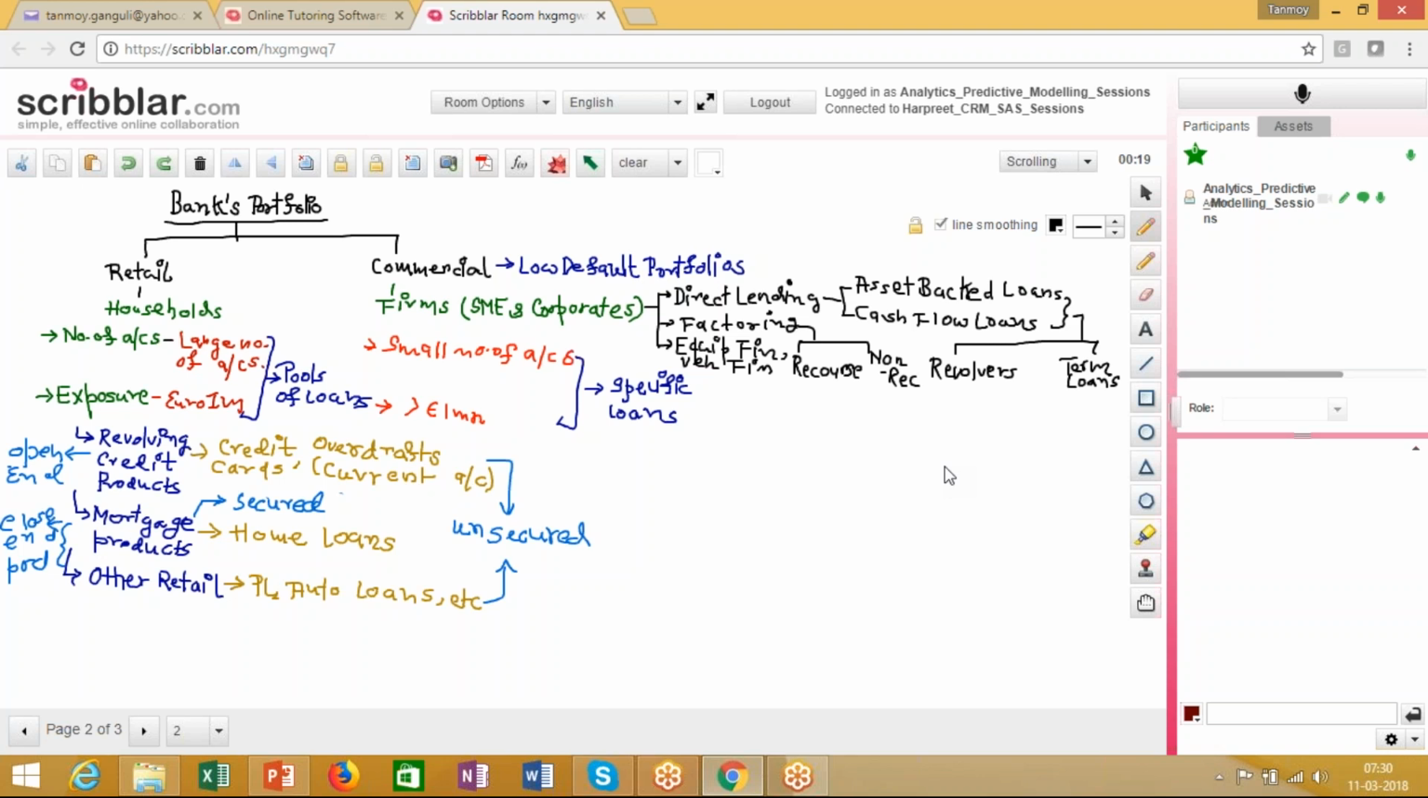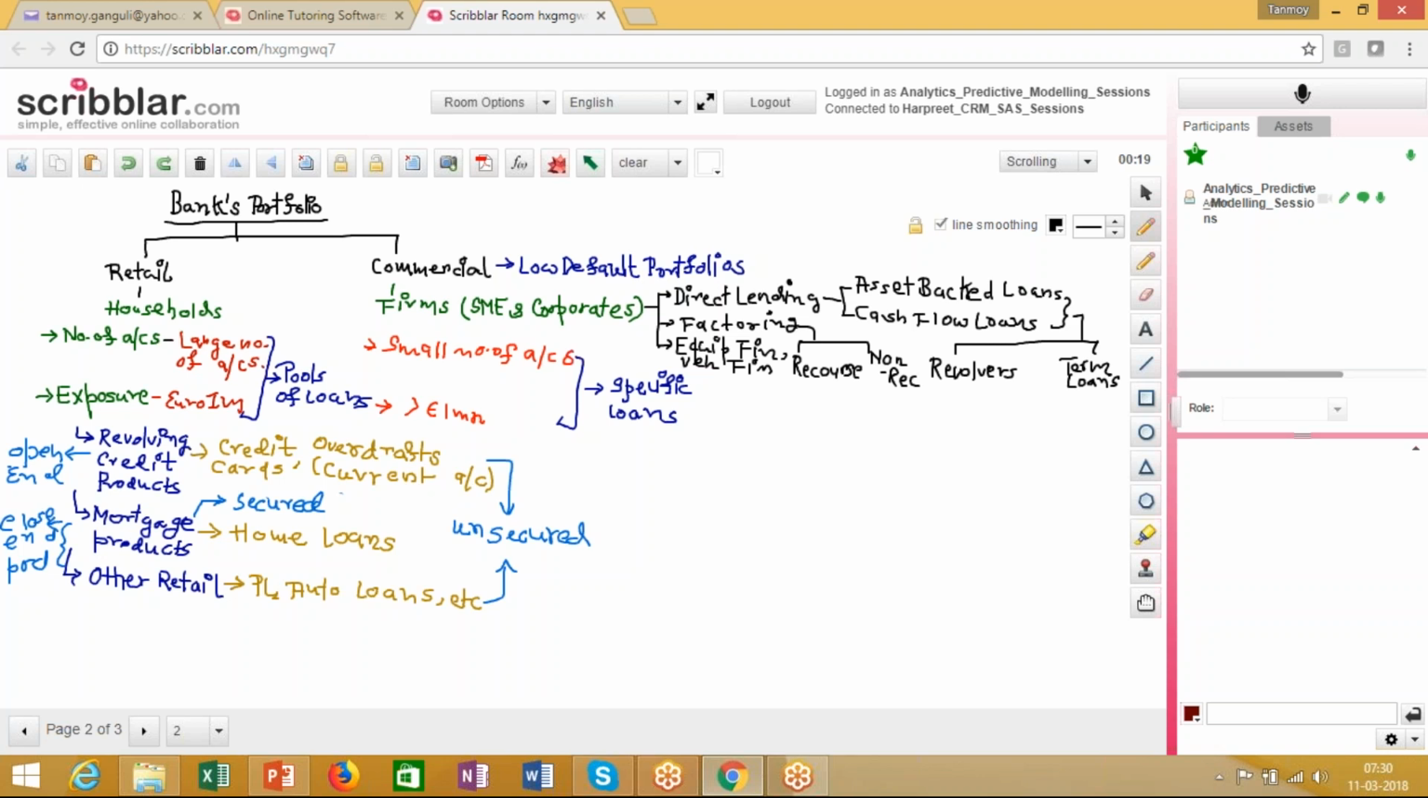I'll take up each of these products. We'll start from the retail. We'll take up revolving credit products, mortgage products, other retails. We'll explore what these products are at a very broad level. Then we'll talk about what the sources of risk are for these different products. Then we'll go to the firms, I mean, to the commercial portfolios, and we'll talk about them as well.